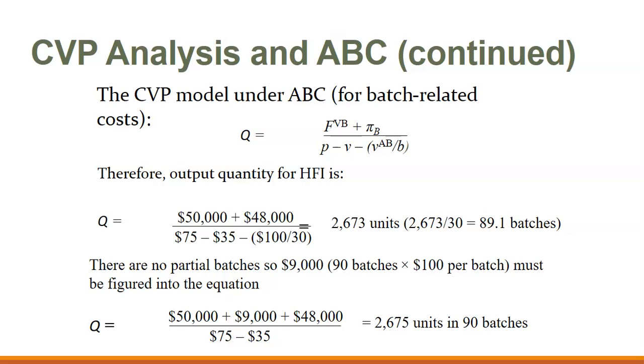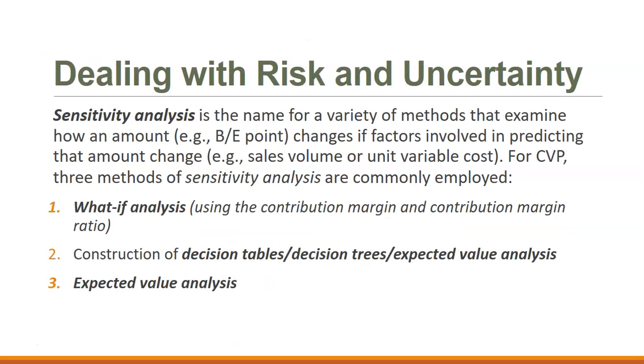So now our break-even is $50,000 in fixed cost, $9,000 as that mixed component of fixed cost, plus our hoped-for profit of $48,000, divided by our contribution margin. This gives us a quantity of 2,675 units.